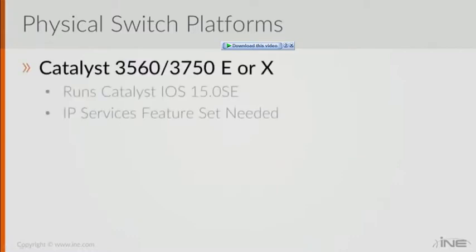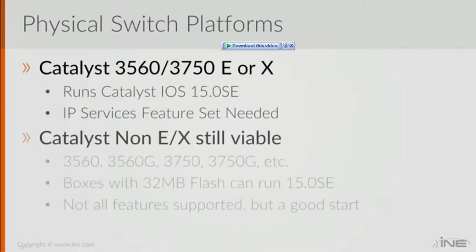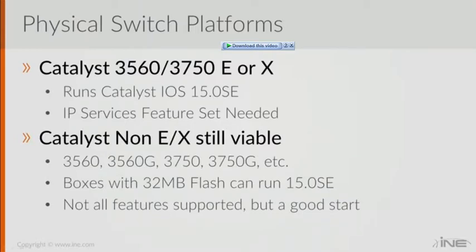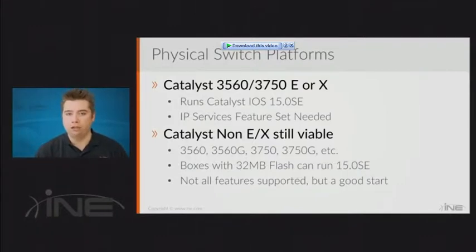Now, in terms of the switches, there's basically, I would say, two possible options for this. You could either run the 3560 or 3750E or X, but if you do this, you need the IP Services feature set. So these switches run universal like the ISR G2s do. So in order to enable the features, you have to have the licensing for it. And generally, that's where the main expense is. It's not in the physical box, the expense is in the license.